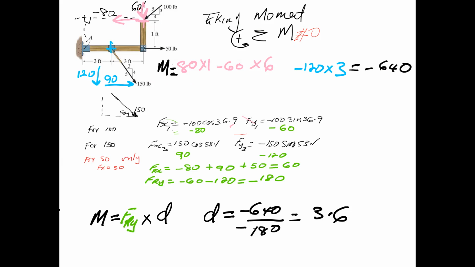Now, when you're taking moment for the 60, the component of the 60 is coming down in the clockwise direction, which is going to be minus, times the distance, which is 6. So it's 60 times 6. And the 80 is coming this direction, and it's going to turn about this point here. Notice the distance from A up to where the 80 acts is 1. So it's 80 times 1, and it is positive because it is anti-clockwise.